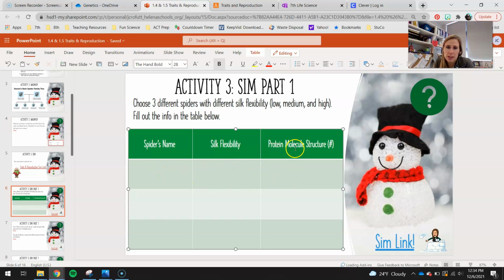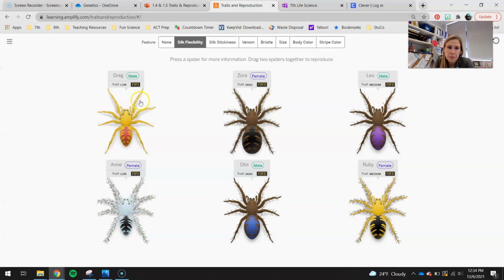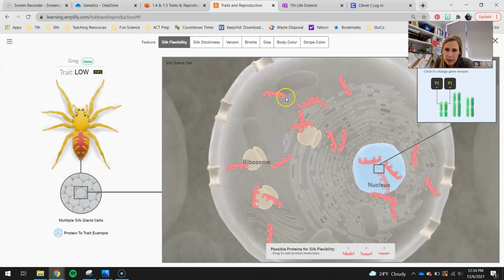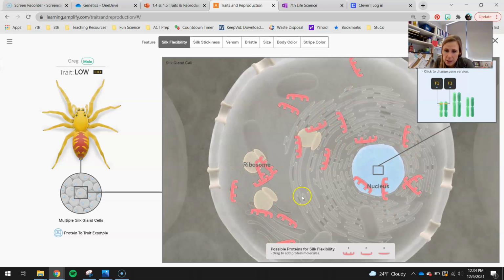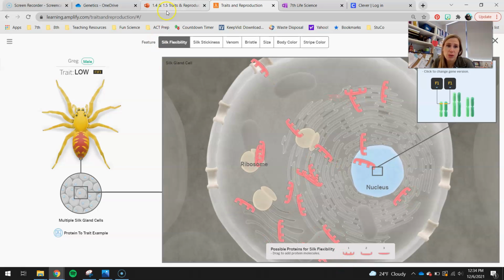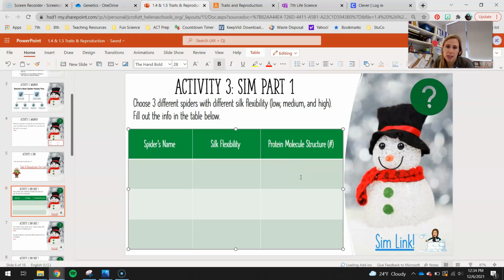Then take a look at their protein molecule structure number. If we choose Greg and click on him, we can see he has these little shaped proteins in his cell. If I go down here, that's protein number 1, so you will type in protein number 1. Then choose someone with medium, choose someone with high, and look at what proteins they have, and how that influences their trait.